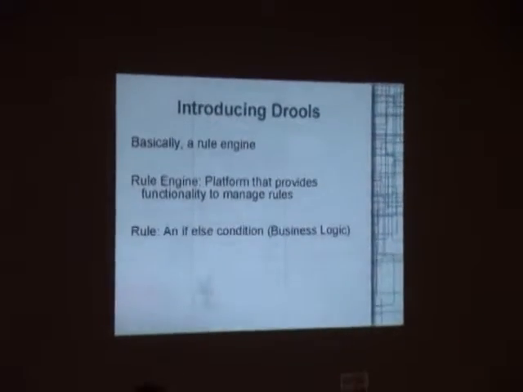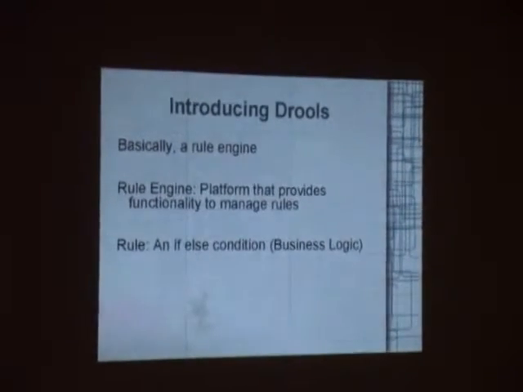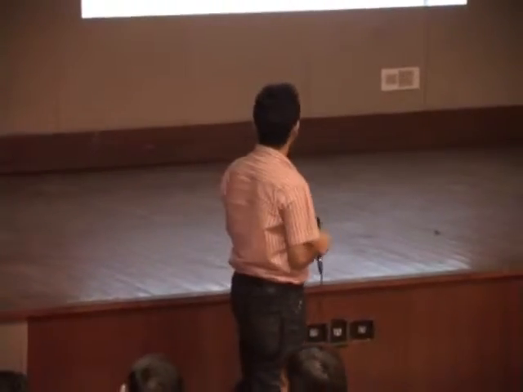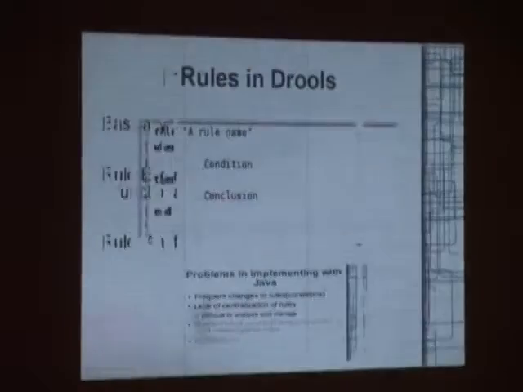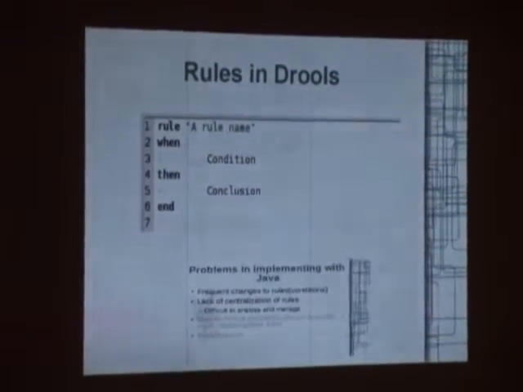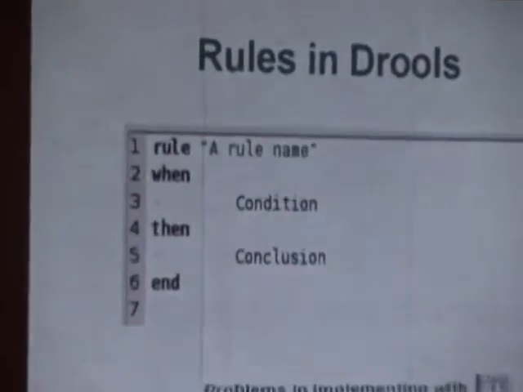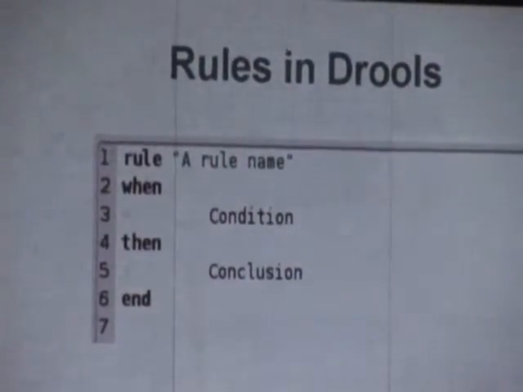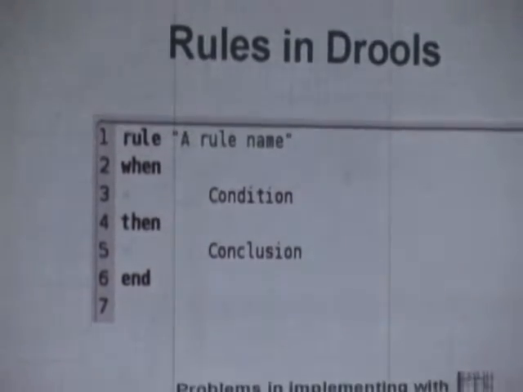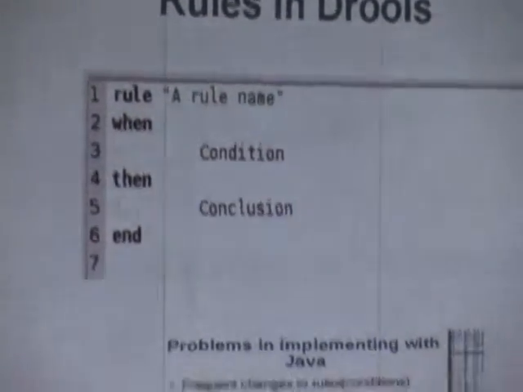So as I was telling about the rules, they have many different formats in which we can specify them. We will see about them in a minute. So this is the simplest of the rules which we can define. We just say when, condition, then and end. It's a simple if-else. It's not more than that.